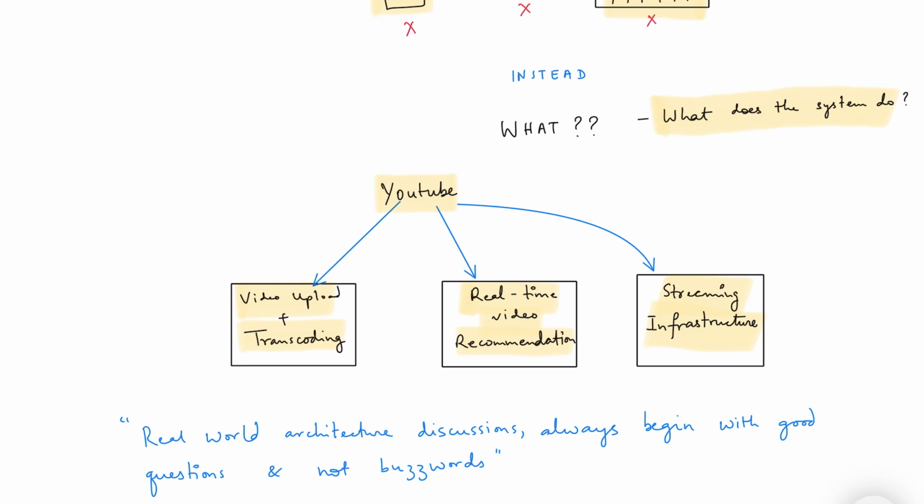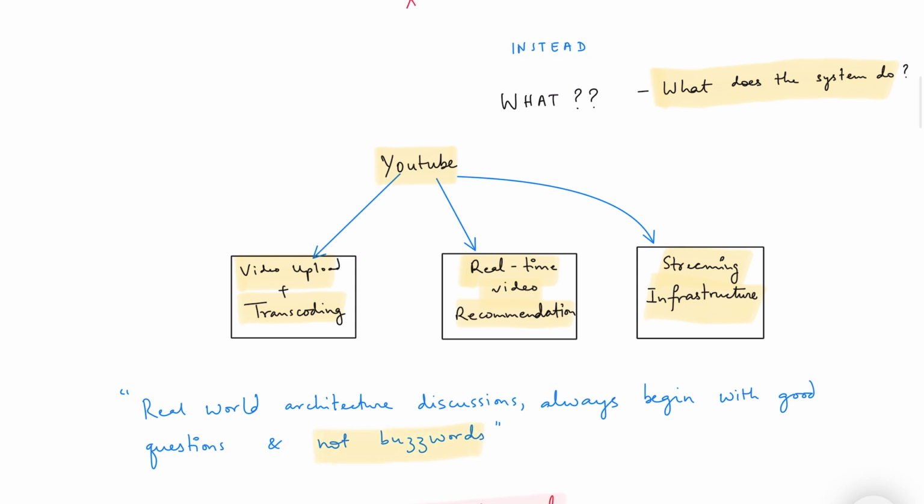What I've seen in my experience is great engineers and great architects don't jump directly into diagrams. Rather, they clarify the problem first. The best challenges and real world architecture discussions always begin with good questions. That is the most important thing, and not buzzwords.